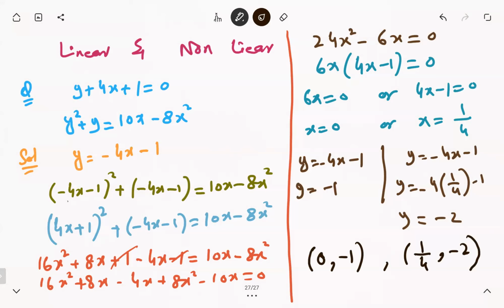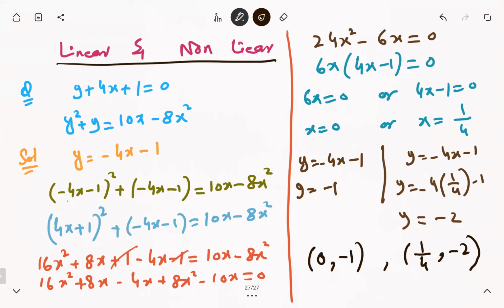When you were solving two linear equations simultaneously, you were getting one point of intersection, one answer for x and one for y. But if you're solving a linear equation and a non-linear equation, they may intersect at more than one point. Like here, they are intersecting at 2 points. So these two, (0, minus 1) and (1 by 4, minus 2), are the points of intersection of the line and the curve. So that is how you will solve a linear and non-linear equation simultaneously. I hope you found it quite easy.